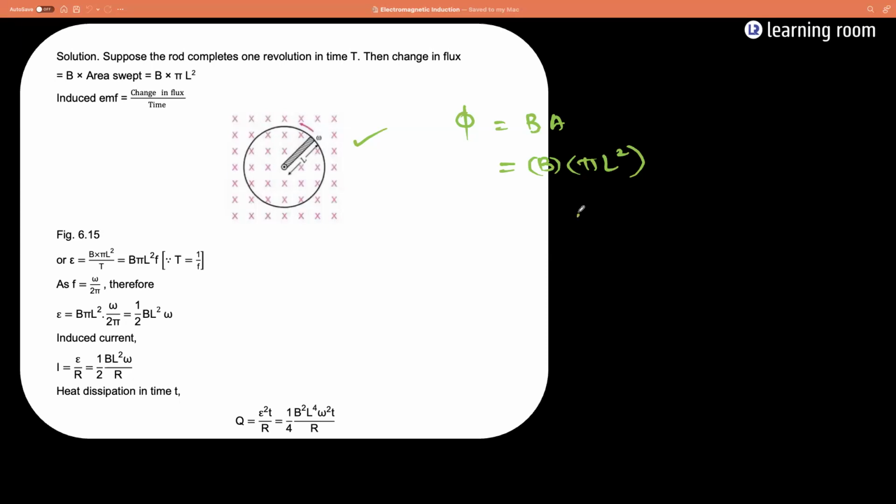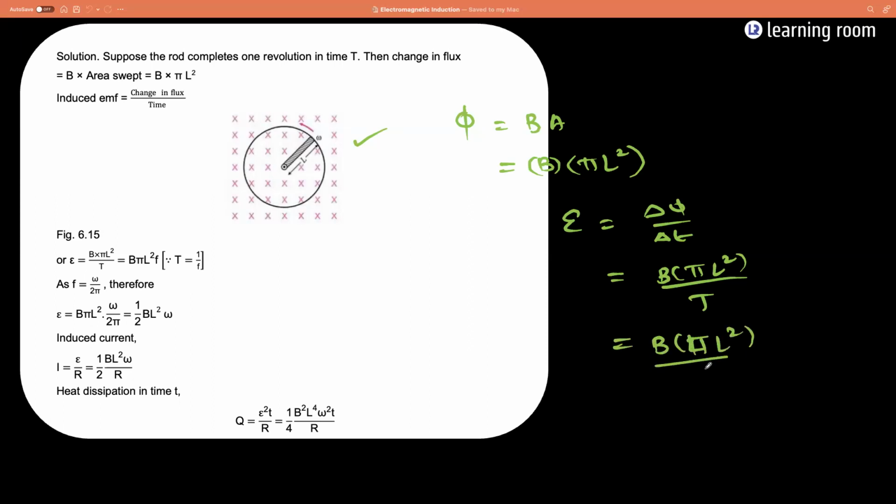So what is the value of EMF? EMF will be equal to the change in flux divided by the time it takes. So what is going to be the change in flux? B into pi L square divided by the time it takes, which is going to be capital T. So I can write it as B into pi into L square divided by 2 pi divided by omega. Cancel this and this. The answer will be B L square omega divided by 2. That's it. Got it?